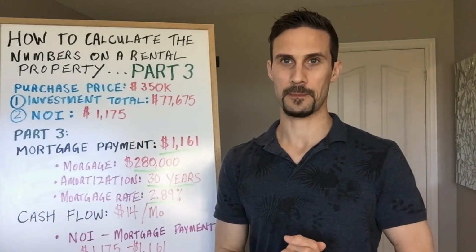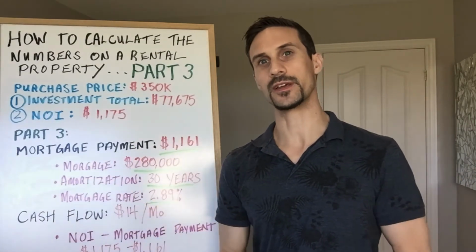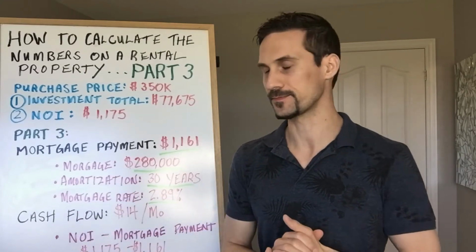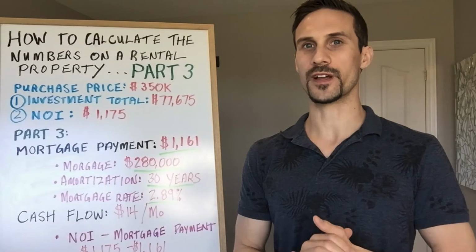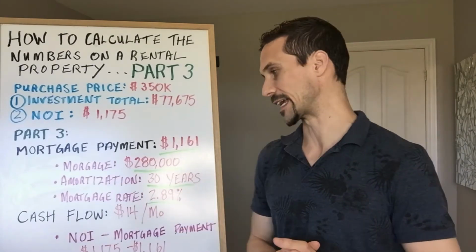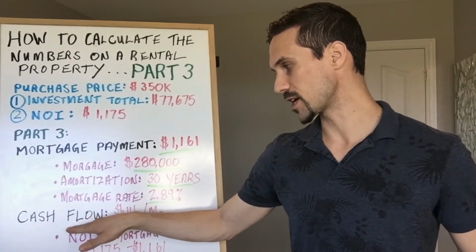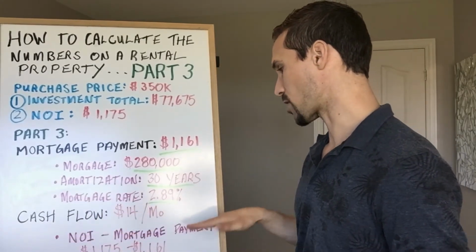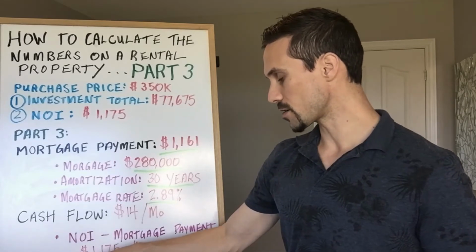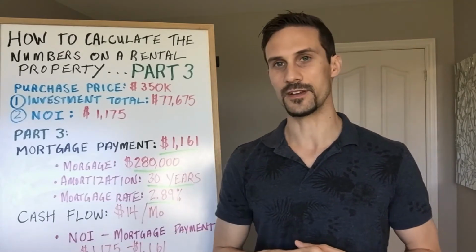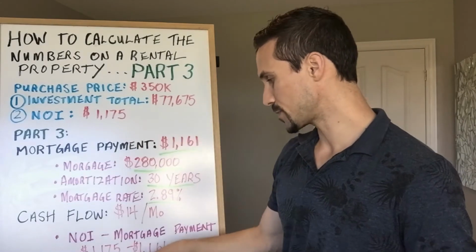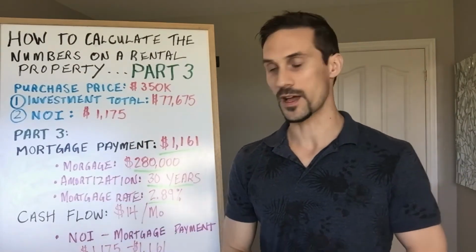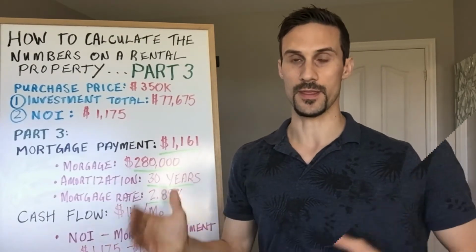So now we know our mortgage payment. What does this mean? Now that we know our mortgage payment, we can calculate our cash flow, or if this property is actually cash flowing. So in part number 2, we figured out the NOI, our net operating income. So we have our cash flow here, and how to calculate that, we would take our NOI minus our mortgage payment. So we know that our NOI is $1,175, and we're going to take our mortgage payment, we're going to minus $1,161. Left over, that means we have $14 a month.